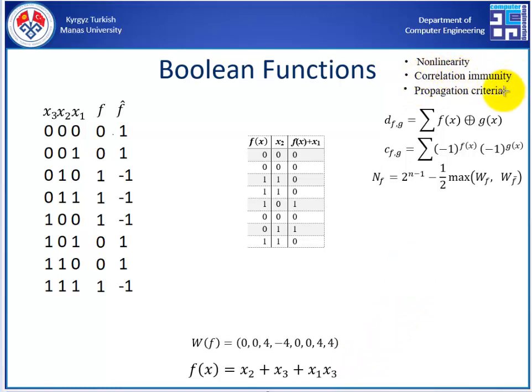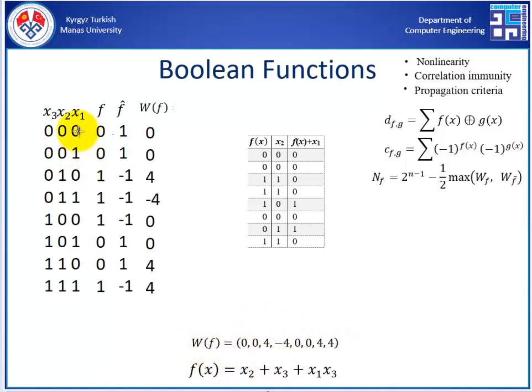However, it is really hard to calculate the correlation between the output bits and each of the input bits, because as the number of input bits increases, we need to do a big number of calculations. Therefore, there is a second method to calculate the correlation immunity, where we can make use of a Walsh transform.